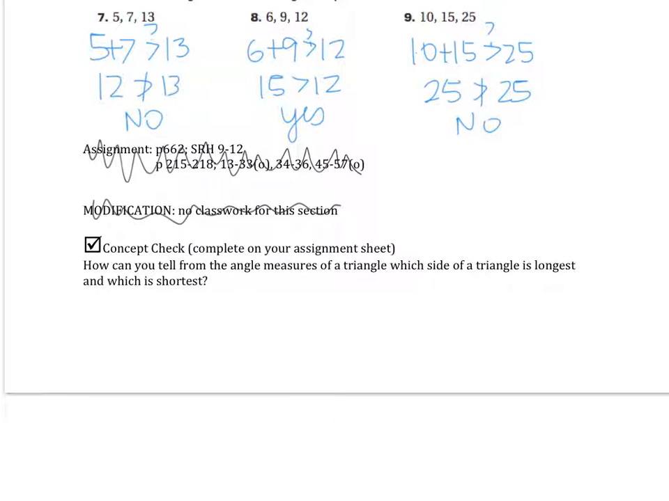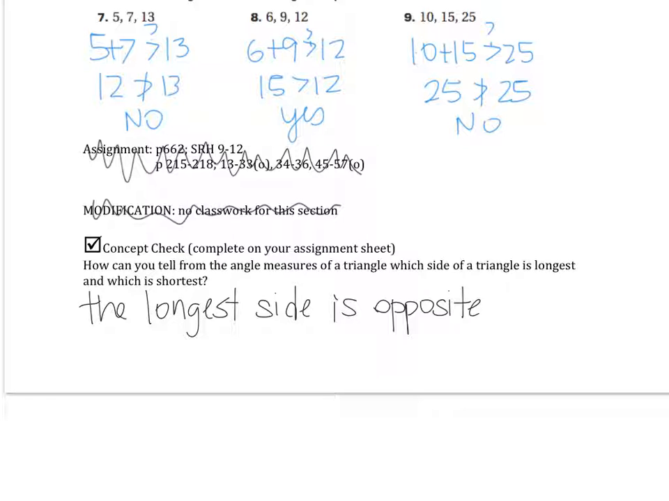Concept check. How can you tell from the angle measures of a triangle which side of a triangle is longest and which is shorter? The longest side is opposite the largest angle.